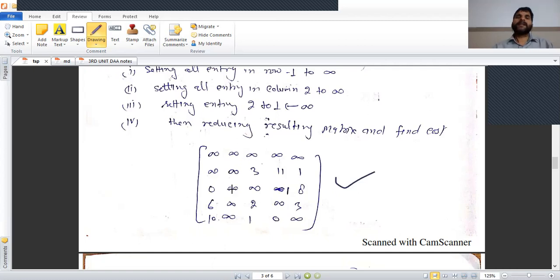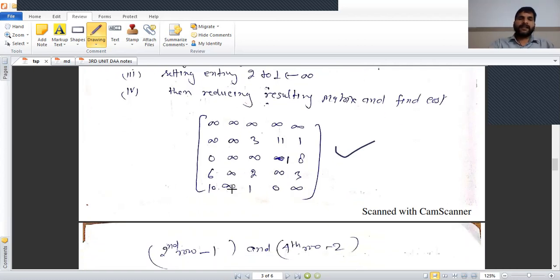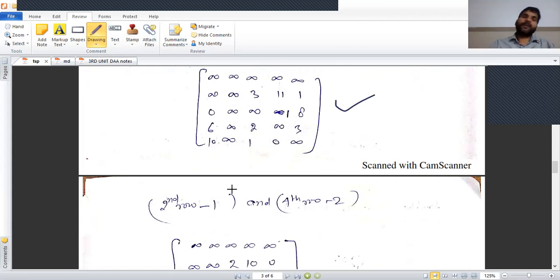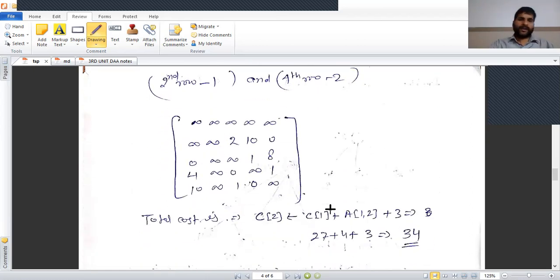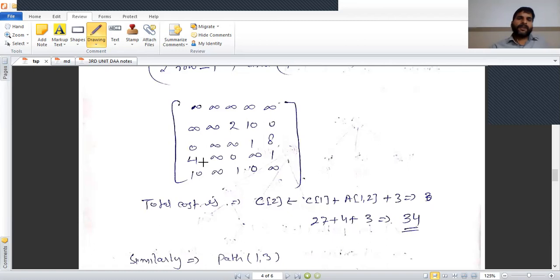After reducing the resulting matrix, we check that all rows and columns contain 0. So we subtract 1 in the second row and 2 in the fourth row. Now each row contains 0, and each column also contains 0. After finding this reduced matrix for 1 to 2, we calculate the total cost.